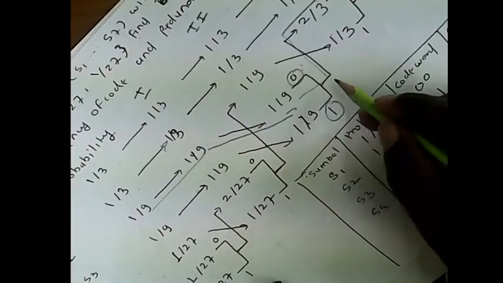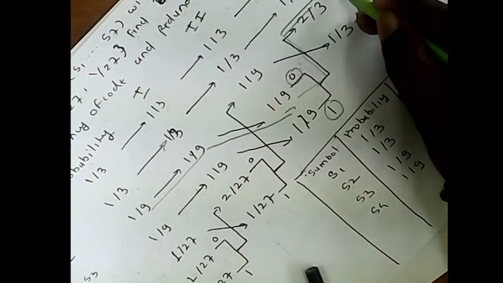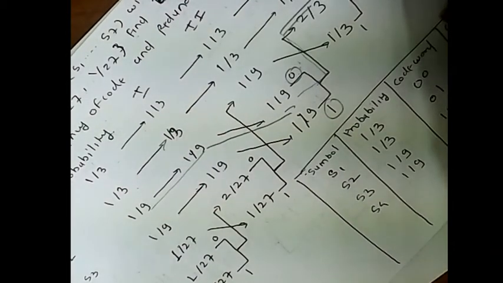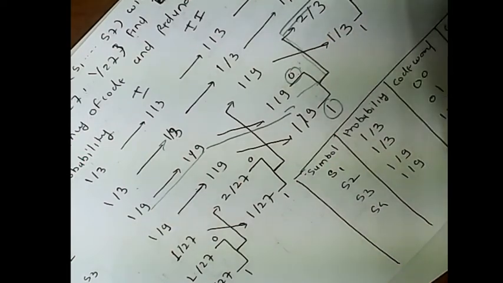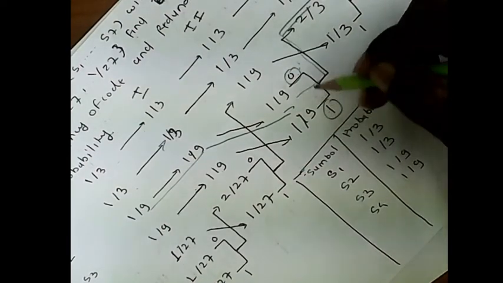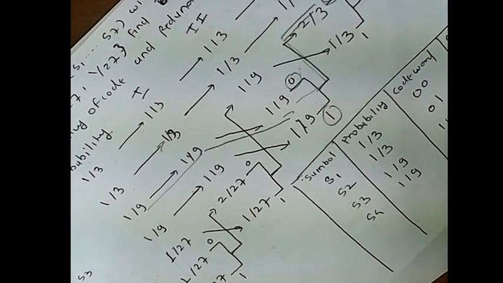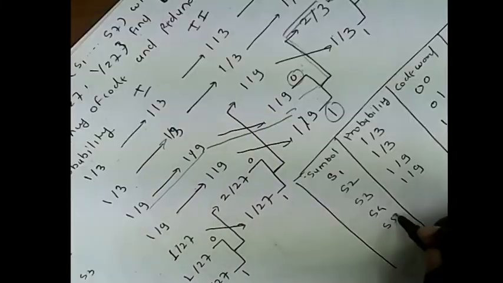First code is 1, it will be combined with this. So second code will be 0, which will be combined with this, which is a code 1. So code will be 1 0 1, and length is 3. Similarly, we can find out the code for S5.